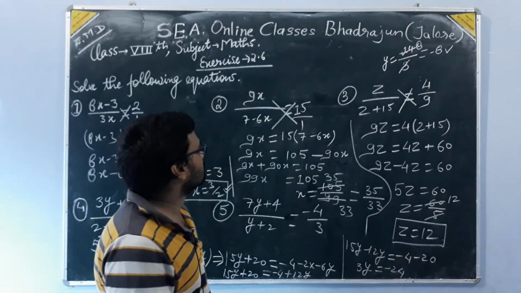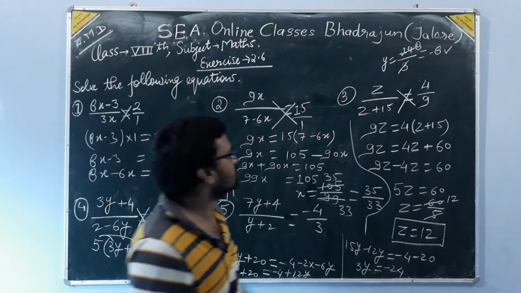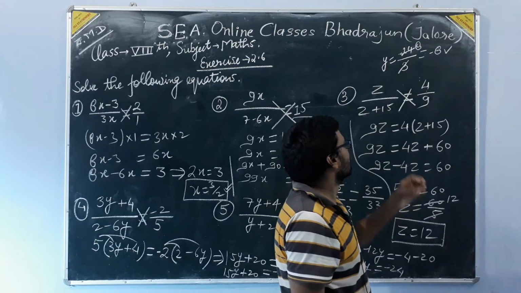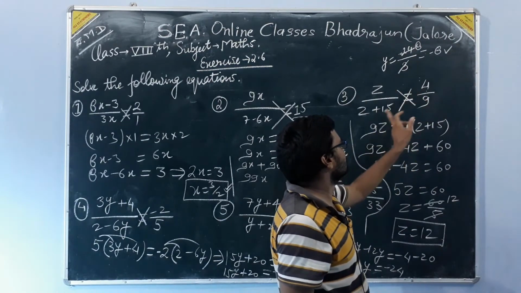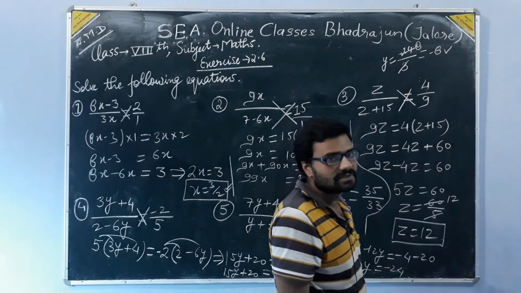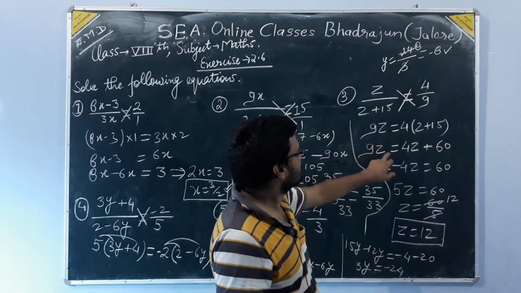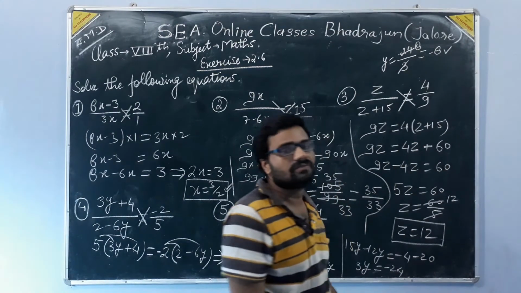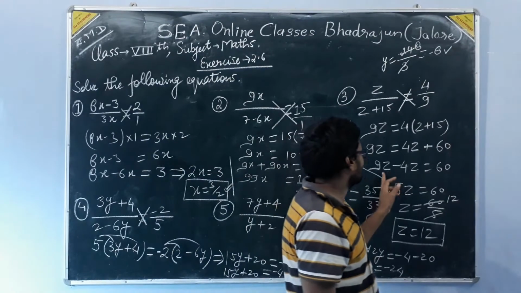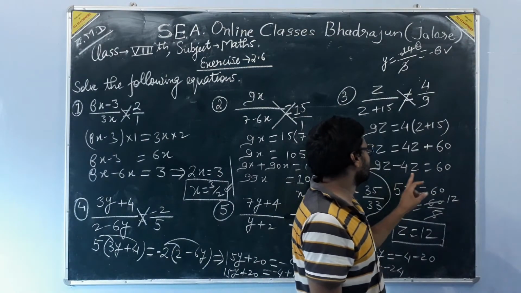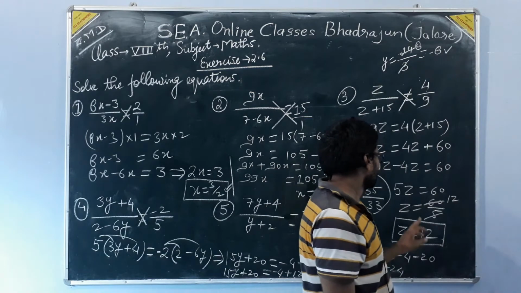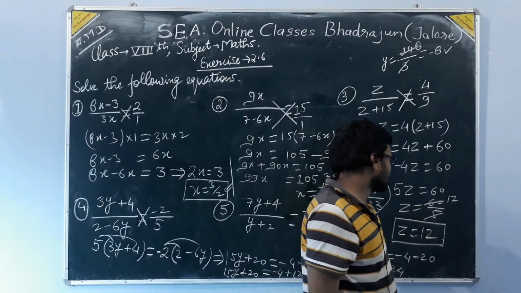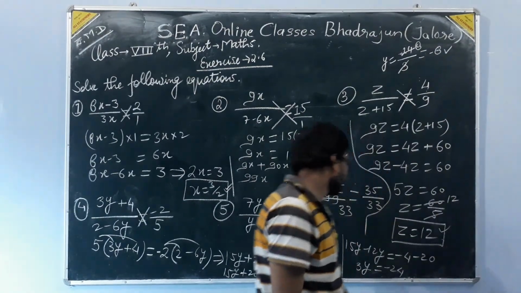Okay. Now question number 3 is what? z upon (z plus 15) equals 4 upon 9. When we cross multiply, then what we will get is 9 multiplied with z is 9z, 4 multiplied with (z plus 15). So here this is 9z, which is equals to 4z plus 15 fours are 60. Okay. So this is 9z minus 4z equals 60. 9z minus 4z is 5z, 5z equals 60, z equals 60 upon 5. When we divide 60 by 5, we get 12. Our z is 12. Okay.